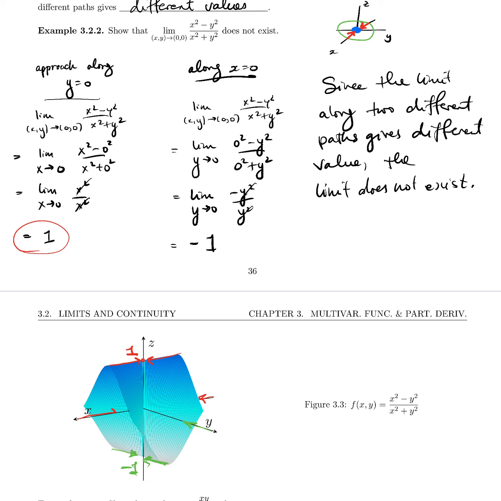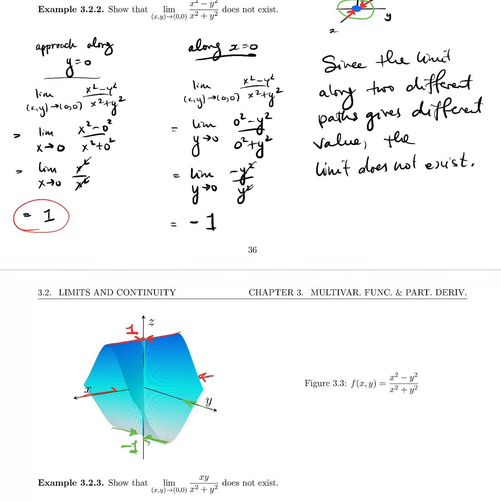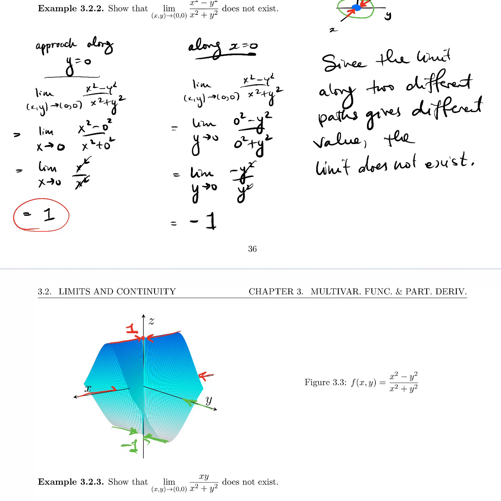We're going to do in the next video example 3.2.3, where we're asked again to show that the limit does not exist, but the paths that we have to choose are not going to be quite as easy to find.